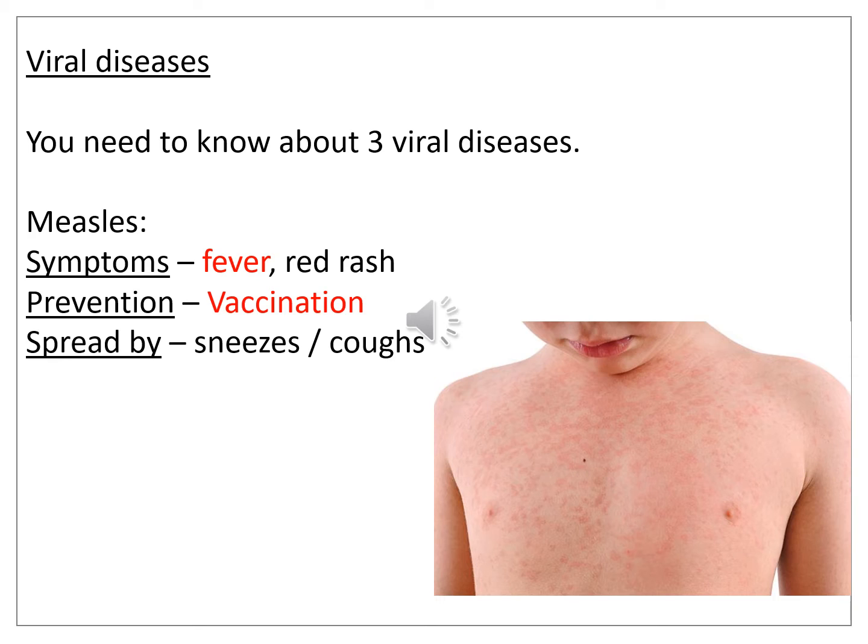You need to know specifically about 3 different viral diseases. You need to know their names, as well as their symptoms and their potential treatments. The first one we're going to look at is measles. Measles causes a fever and a red rash. These are the symptoms. To prevent measles, you can get a vaccination, commonly called the MMR vaccination, which stands for measles, mumps, and rubella. If someone did not have the vaccination but gets measles, they can spread it to other people through sneezes and coughs. This is because the virus is in the droplets that they sneeze and cough out.